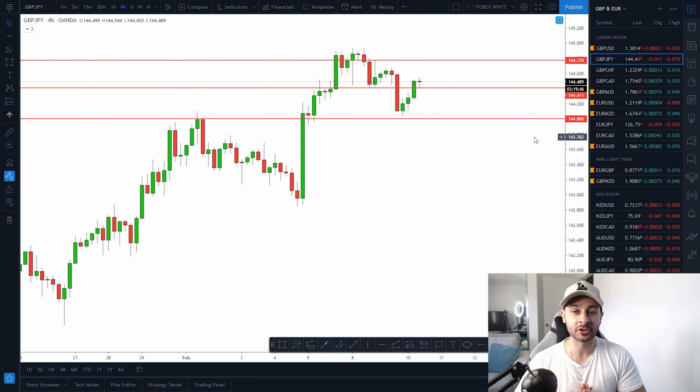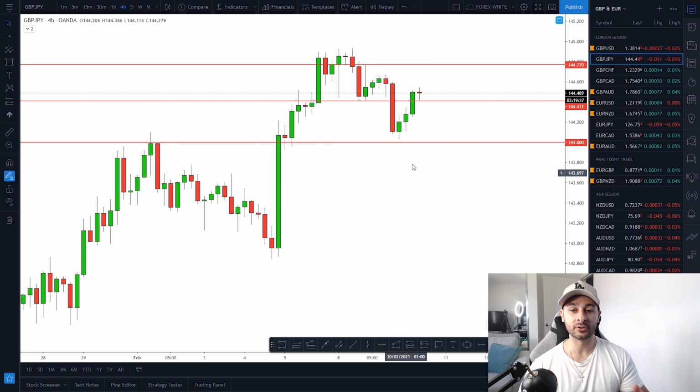Now, I'm not going to go into too much detail on predicting, generating targets, profit targets, where to put your stop loss. I'm just talking about how to read these candles and do simple analysis to where price may go using simple supply and demand zones, support and resistance, and simple price action trading.